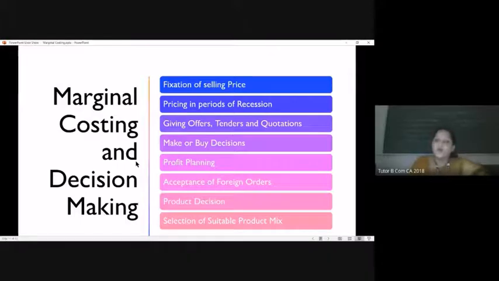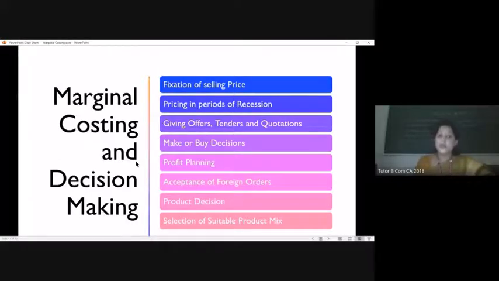Then giving offers, tenders, quotations. Of course, suppose I'm going for tenders, or when I'm quoting something, I'm quoting that I will complete this work at this rate for you. So when I'm saying that, I should be very clear with the cost. What is the cost which I can incur? What will be the cost of raw materials? What is the cost of procuring other resources? All these I should know.